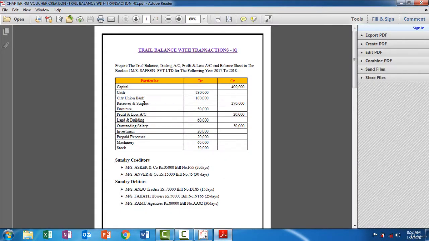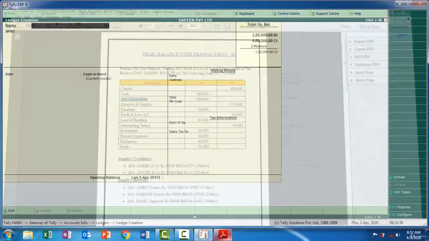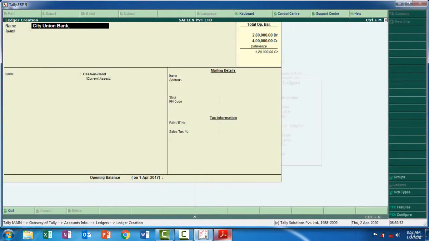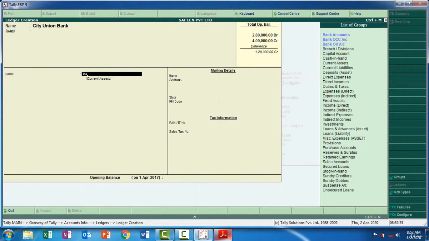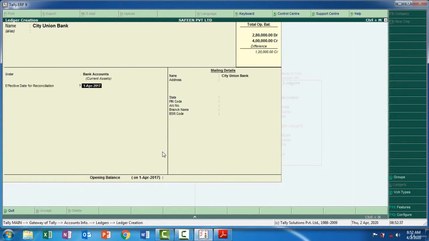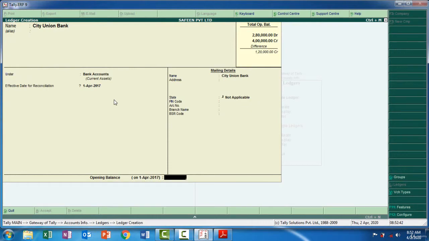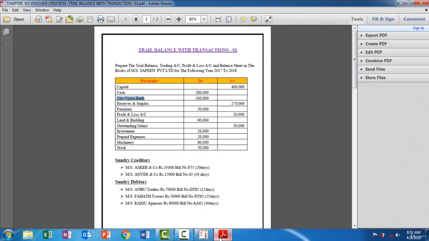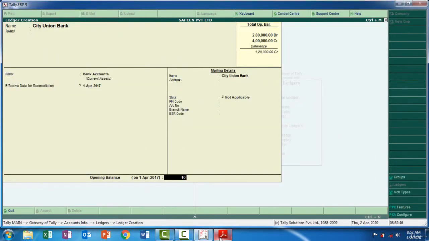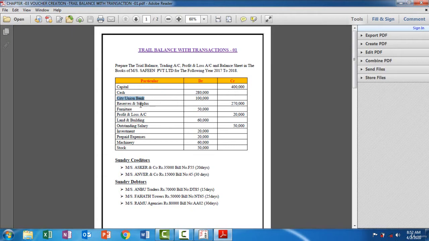The next one is City Union Bank, the company maintenance account in the City Union Bank. I'm going to create that City Union Bank under the bank account. You can see that bank account is a current asset, so the amount is also a current asset for the company. So the amount is 100,000.